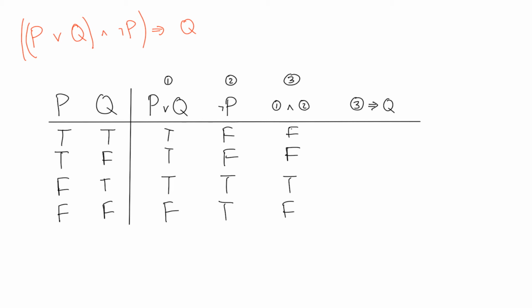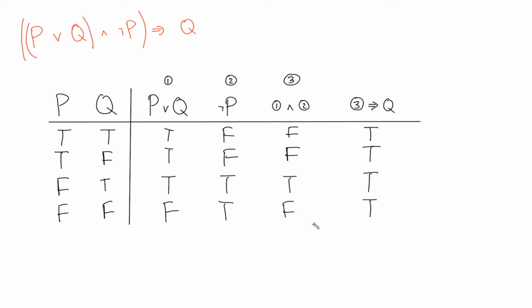So I'm doing false implies true, which is true. False implies false is also true. True implies true is true. And false implies false is also true.